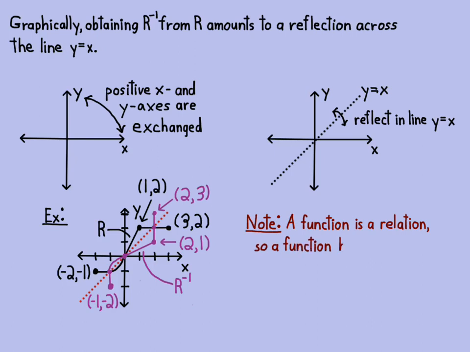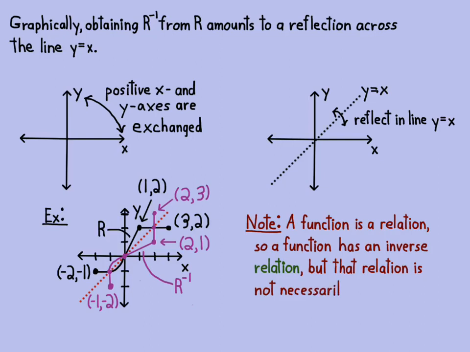So a function is a relation. Therefore, a function has an inverse relation, but that relation is not necessarily a function. Every relation has an inverse, because you can always take the points in the relation and just flip them. So that's the inverse relation, right? So every relation has an inverse relation.